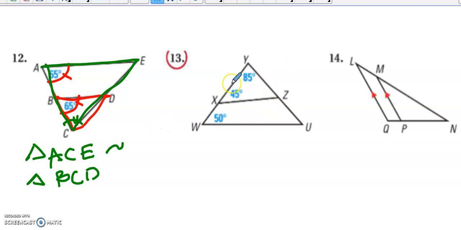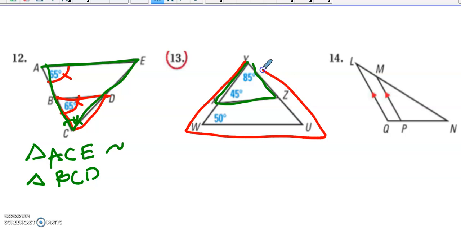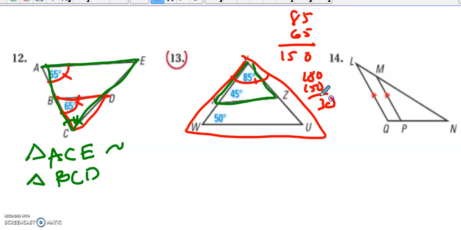This one, at first glance, it doesn't look like they're going to be similar. We're comparing this triangle to this triangle. And they both have the 85. They share that. So I'm going to find out what this missing angle is here. I'm going to take 85 plus 65, 150, subtract from 180. We get 30. Wait, I think I added wrong. Yeah, that should be 130, I'm sorry. And so 180 minus 130 gives us 50.